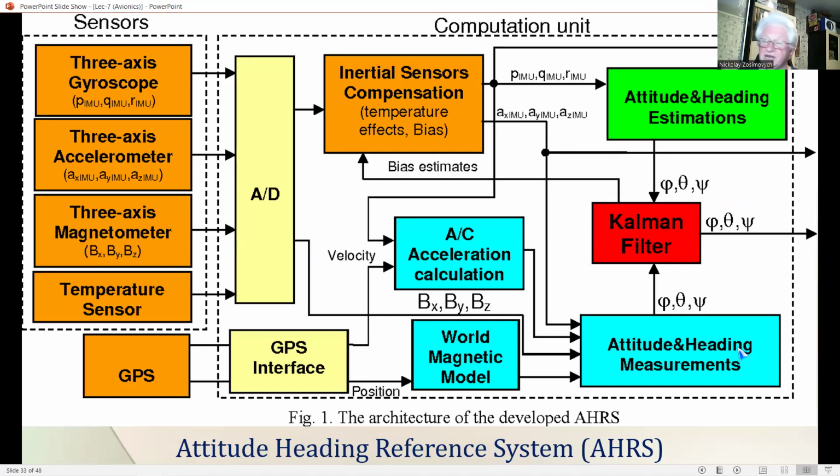This part of our lecture covers gyros and accelerometers and attitude derivation from the strap-down gyros and accelerometers. It provides the basic background to inertial navigation and AHRS, attitude heading reference system.